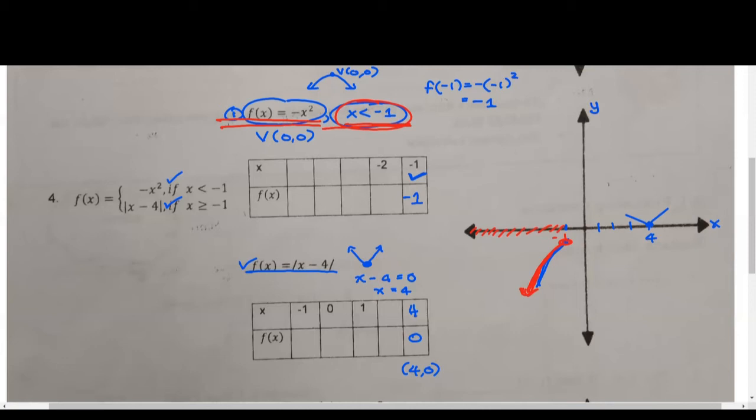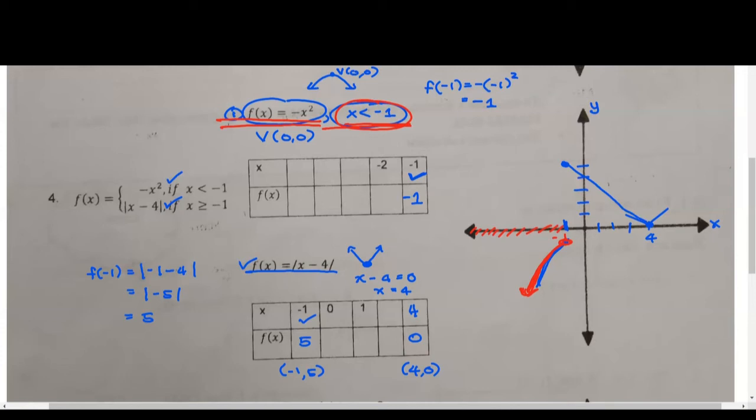Okay? So, for example, ito, dito na natin kunin sa table. Negative 1. Okay? So, substitute natin dito. F of negative 1. This one is equal to absolute value of negative 1 minus 4. Okay? Absolute value of, what is negative 1 minus 4? Negative 5. What is absolute value of negative 5? 5. So, ito ay 5. Okay? So, locate natin yung point na negative 1, 5. So, again, ito ang negative 1. Ang 5 ay ito. 1, 2, 3, 4, 5. So, nandito. Okay? So, pwede mo na silang i-connect.